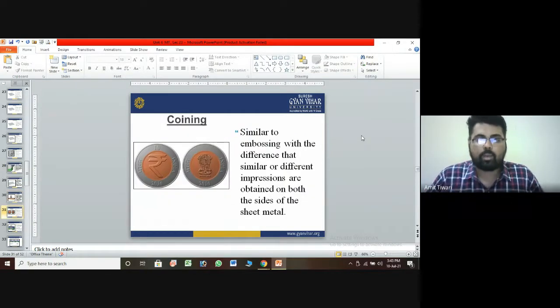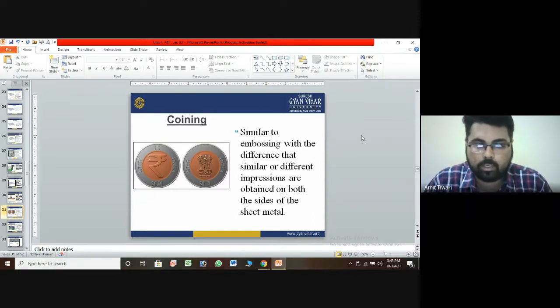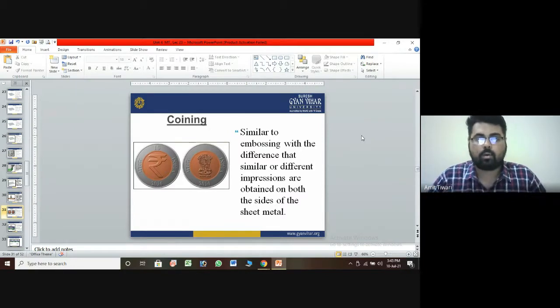Coining: if you want to make a coin, you can fabricate it similarly to embossing, with the difference that similar or different impressions are obtained on both sides of the sheet metal. So you can also fabricate a coin by the sheet metal operation, and that is the application of coining. Okay.